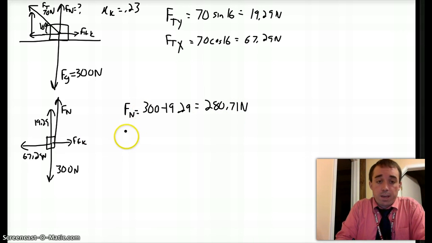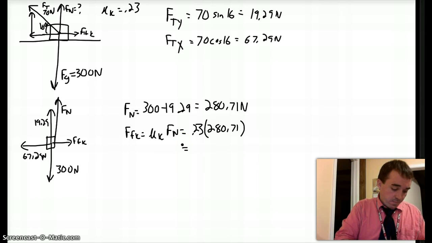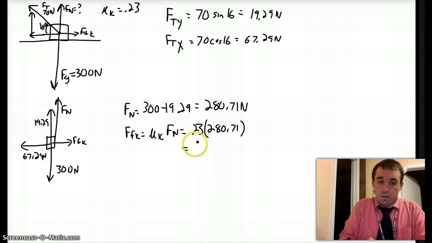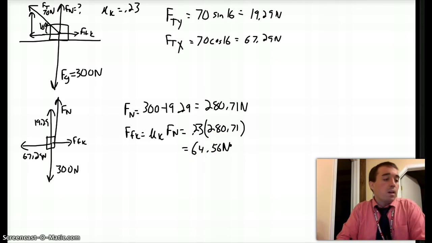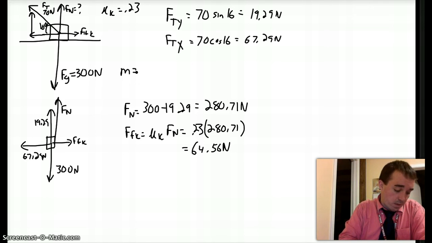We also have to find FFK, but FFK is mu k times the normal force. Mu k is 0.23, it was given, times 280.71, which is 64.56 newtons. And then we have to find the acceleration. We were given the weight, so the mass is the weight divided by 9.8, which is 30.61 kilograms.